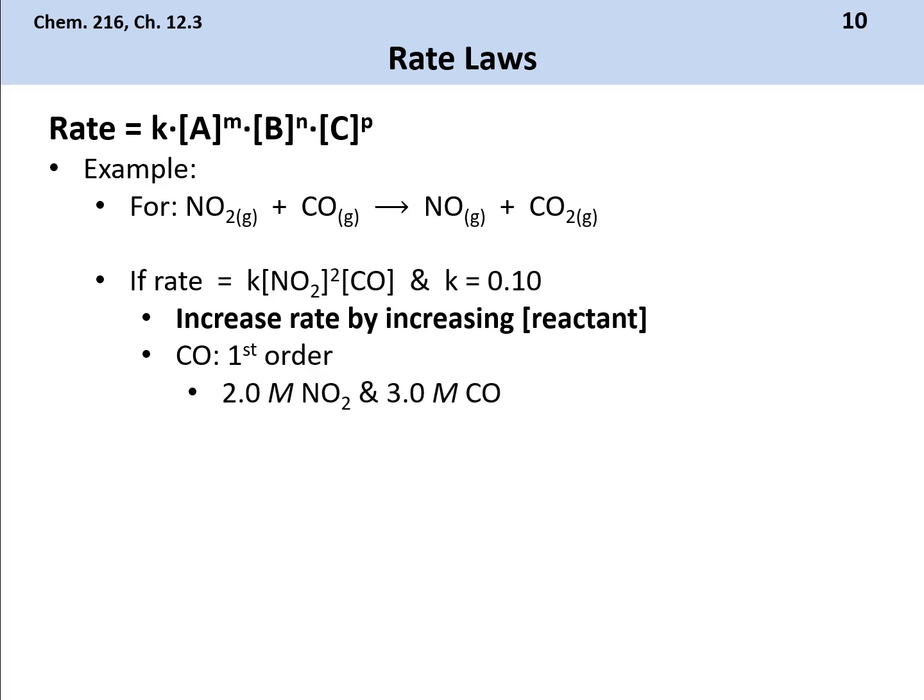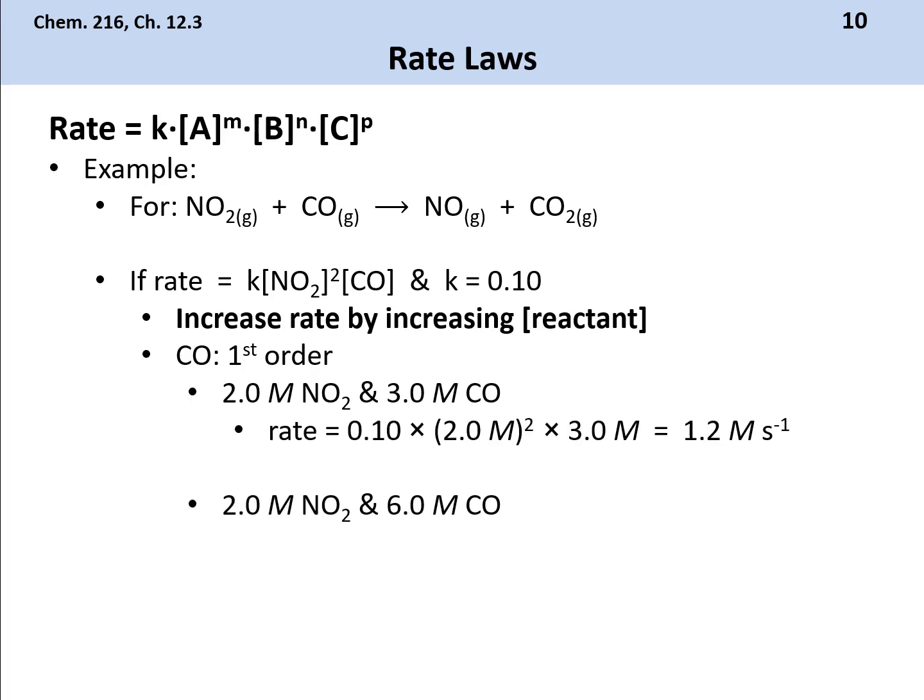So CO is first order. Let's say we have 2 molar NO2 and 3 molar CO. I could plug those in. I'd have 0.1, this is my K, this is my concentration of NO2, which I'm going to square, and I also have my concentration of CO. This is not squared, because notice it's not squared up here. So I have 0.1 times 2 squared, that'll get me 4 times 3, which gets me 1.2.